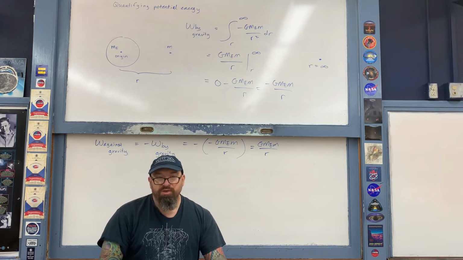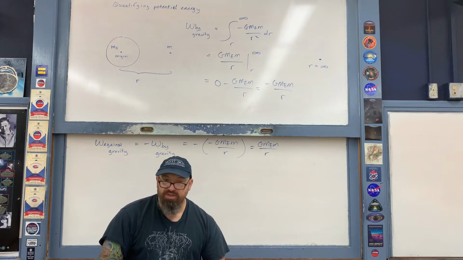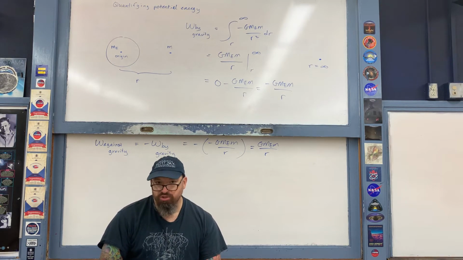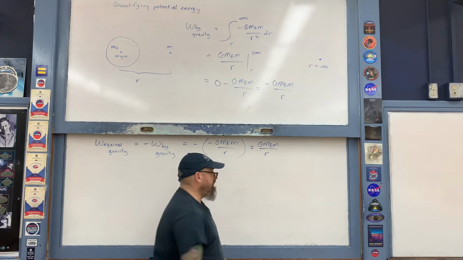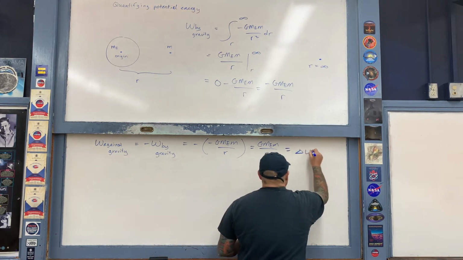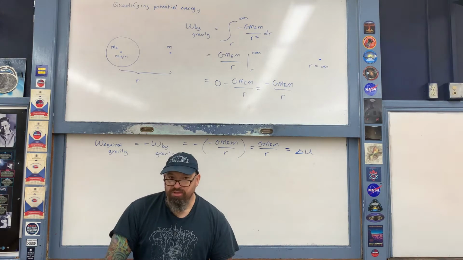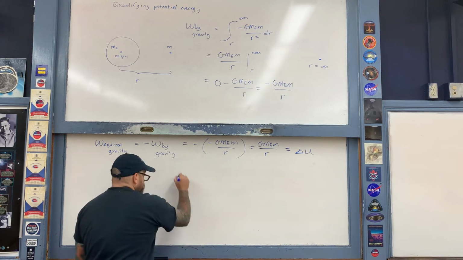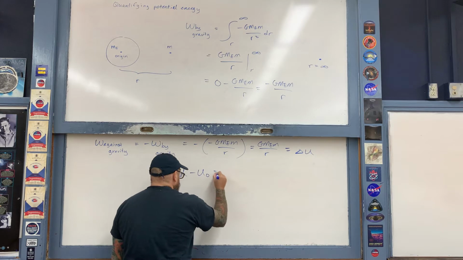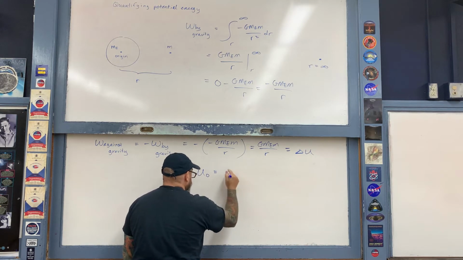And then recall that we interpreted the work done against gravity as being equal to the change in gravitational potential energy. Same thing here, like so. Now, change in gravitational potential energy, that's a final value minus an initial value, like so.